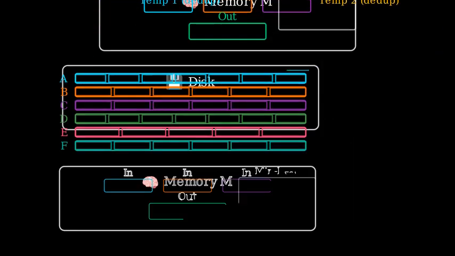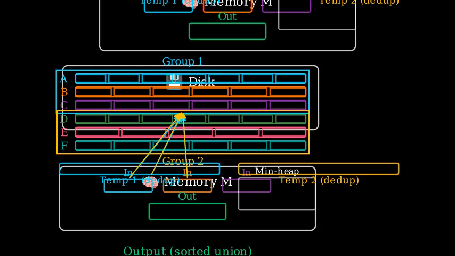In pass 2, we merge the G temporary runs with 1 input buffer per run, producing the final sorted union. The total input-output volume is about 2n over B reads and 2n_u over B writes across both passes, while seeks remain very low because every run is streamed.